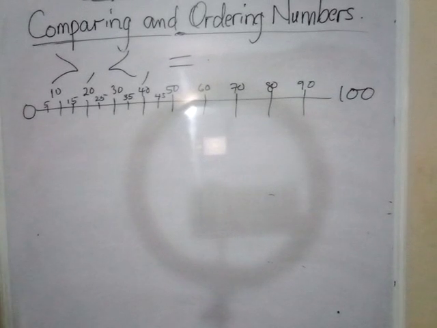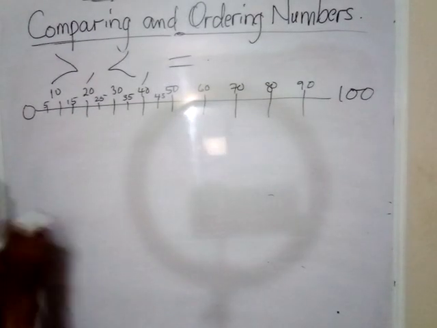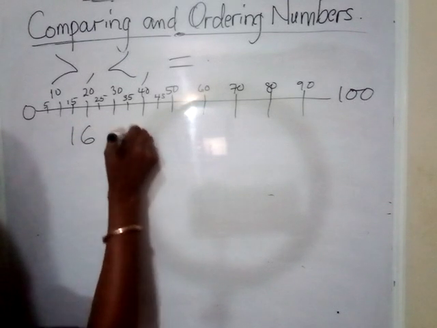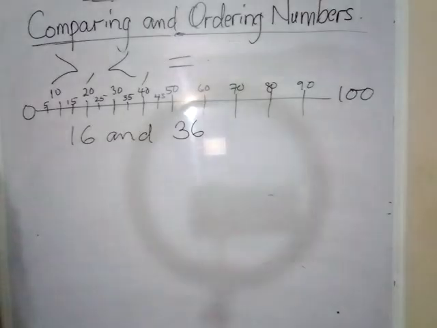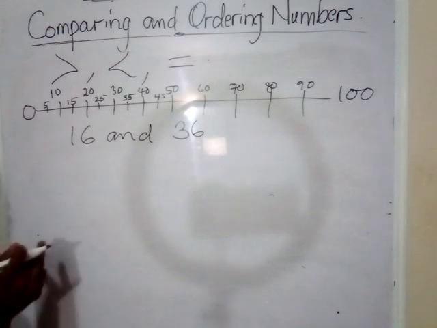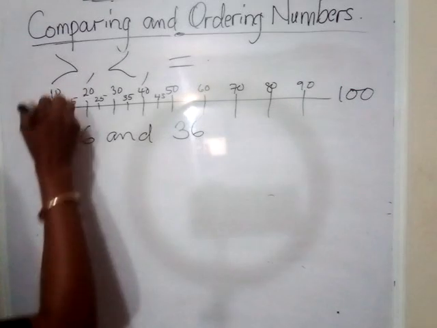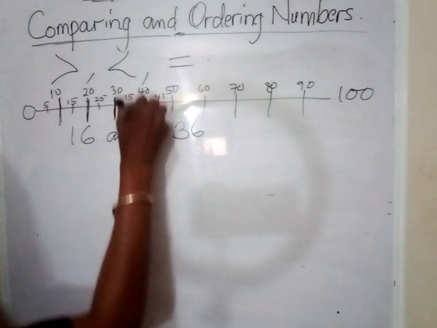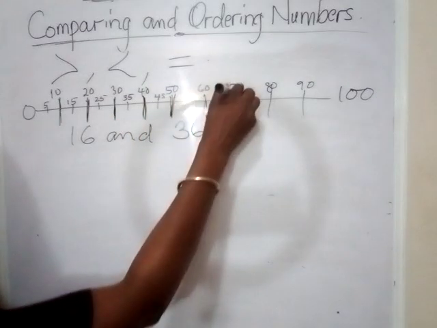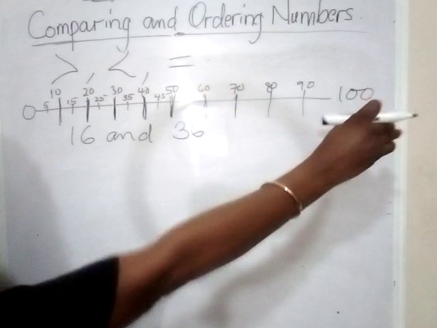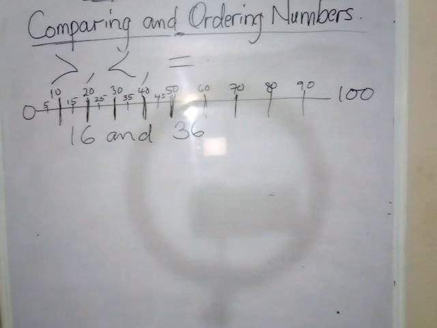Okay, so we're now going to use the number line to see how we can determine which number is bigger between 16 and 36. The one we just did used place value to determine which of them is bigger or smaller. Now we're going to use our number line. Remember, we established a rule for using the number line to determine the size of numbers. We said the closer a number is to 0, the smaller it is, and the closer a number is to 100, the bigger the number is.